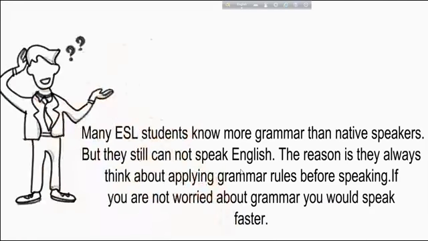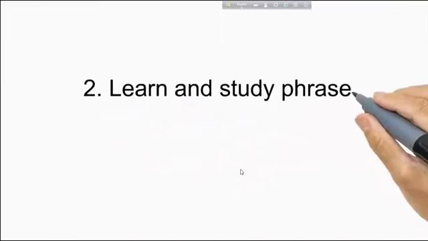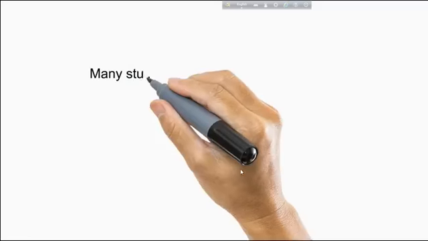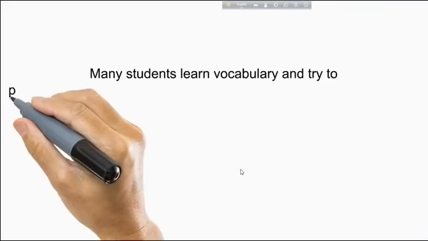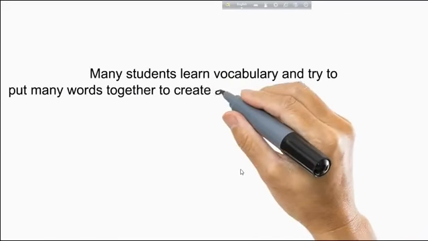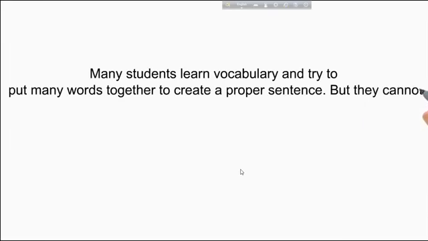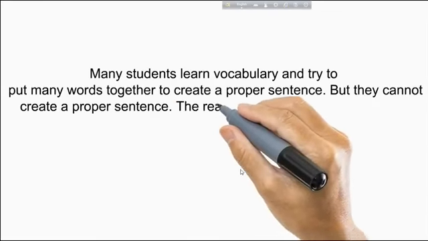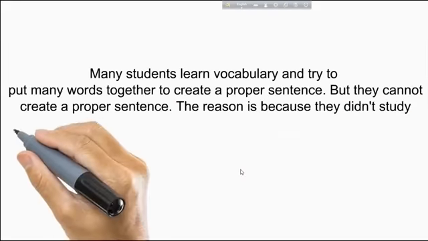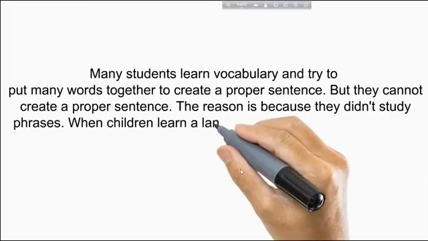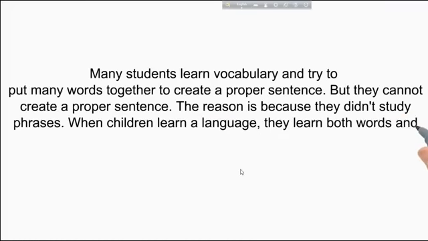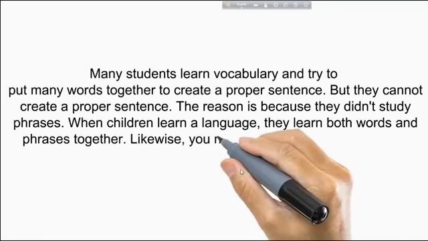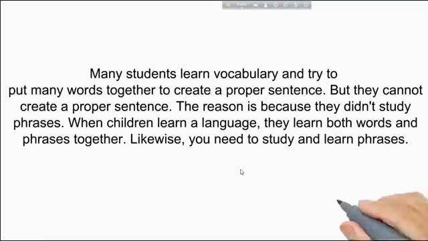The rule number two is learn and study phrases. Many students learn vocabulary and try to put many words together to create a proper sentence, but they cannot create a proper sentence. The reason is they didn't study phrases. When children learn a language, they learn words and phrases together. Likewise, we need to study and learn phrases.